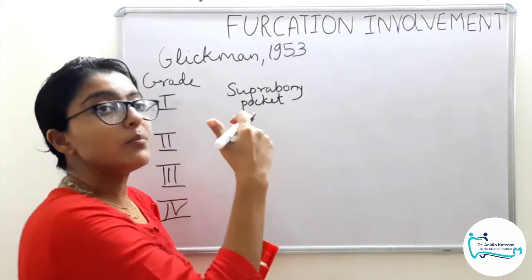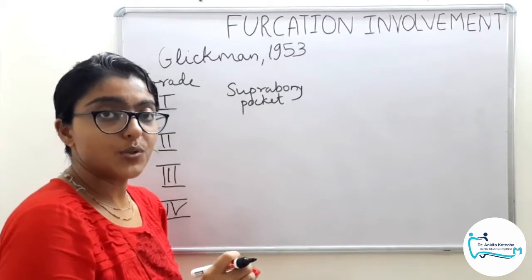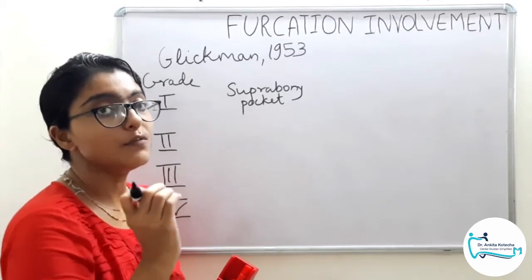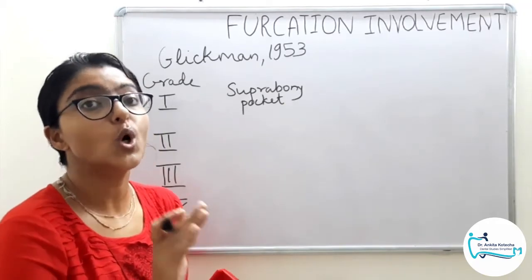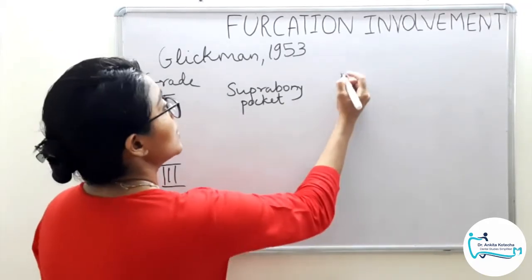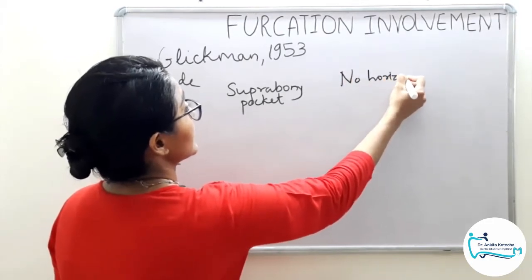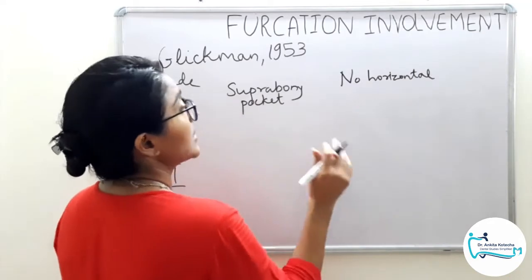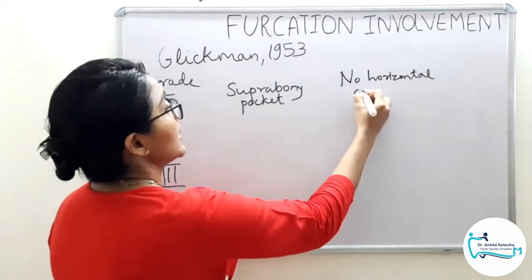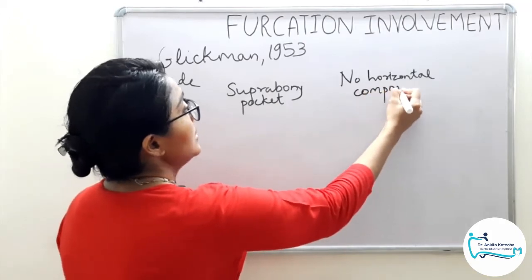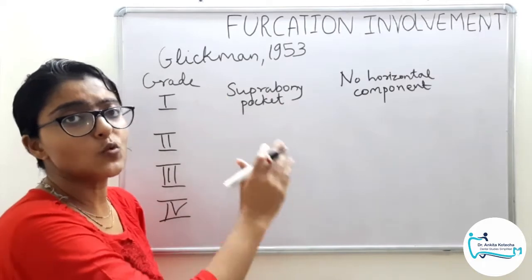That is, when we probe the teeth, we have only vertical dimension to it, which has reached the furcation area but not entered the furcation area. That is, there is no horizontal dimension to it. No horizontal component, because the interradicular bone loss is not present there. The interradicular bone is intact. No interradicular bone loss. That is why no horizontal component. Very simple. Grade 1 is only suprabony defect.